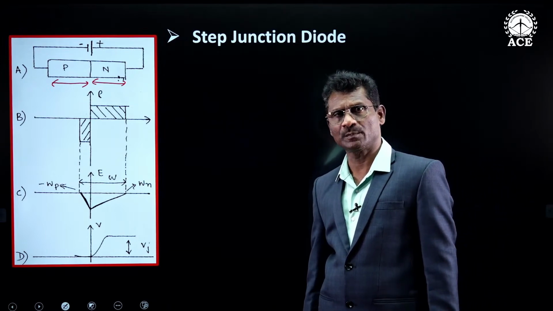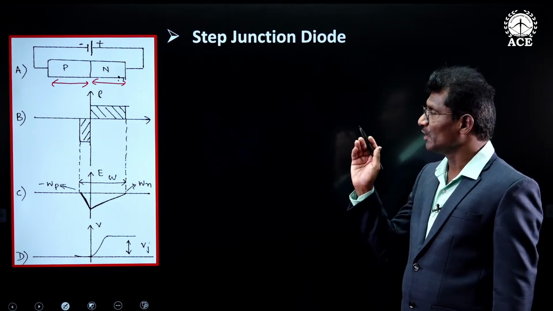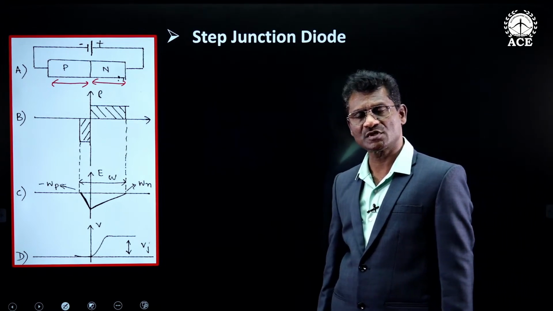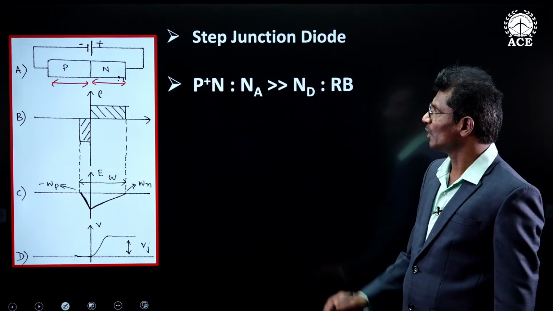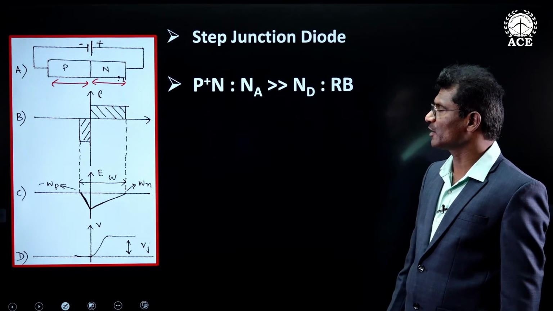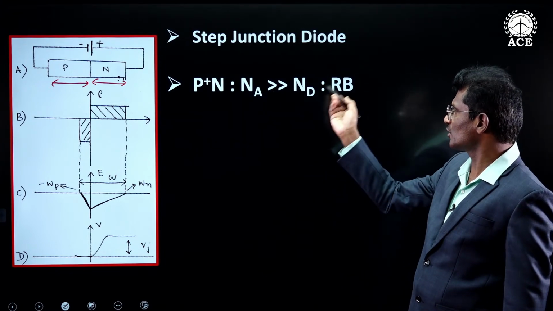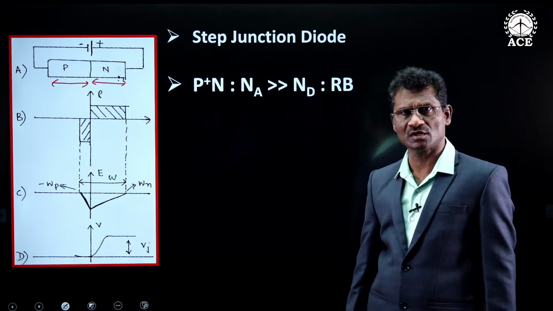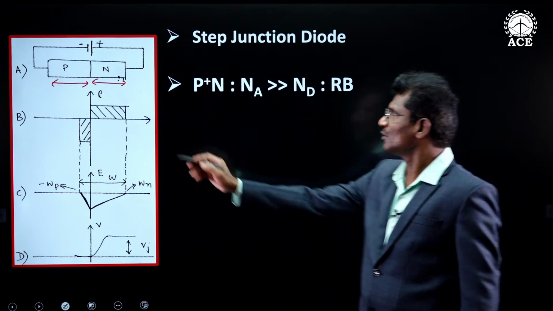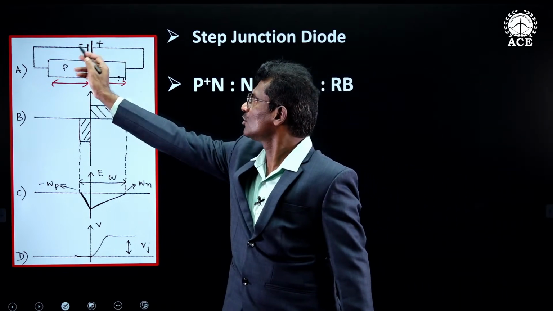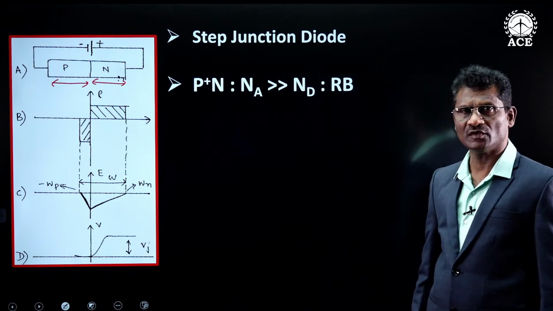There is one more type called linear junction diode, but as of now, I am considering a step junction diode for explanation purpose. As I said earlier, I am taking a P plus N diode, that is acceptor concentration very much greater than donor concentration under reverse bias condition. To N side positive supply, to P side negative supply is given, so the diode is reverse biased.